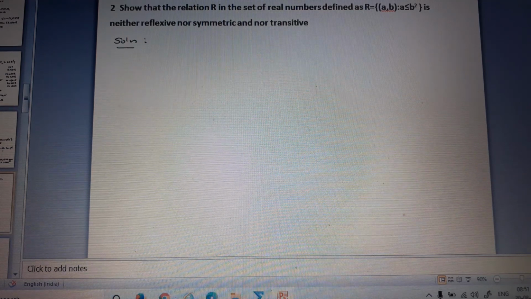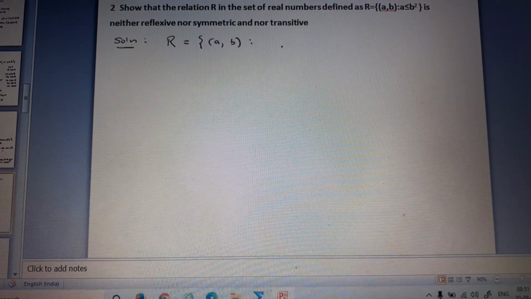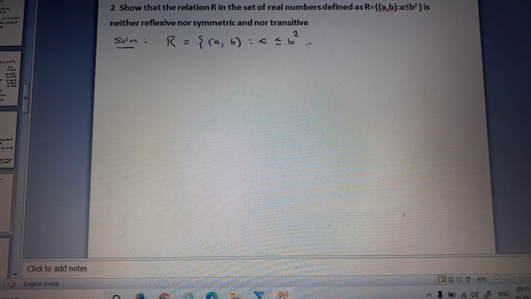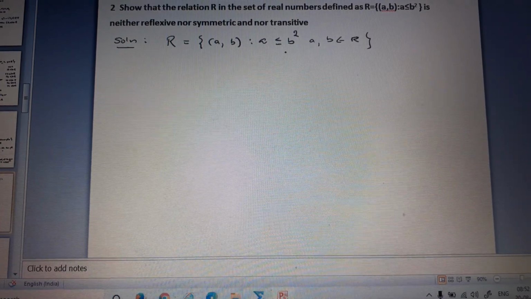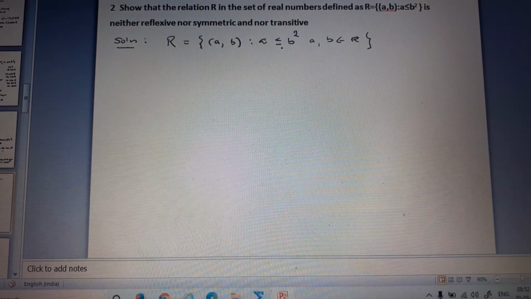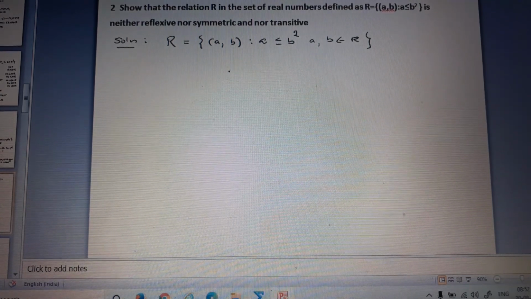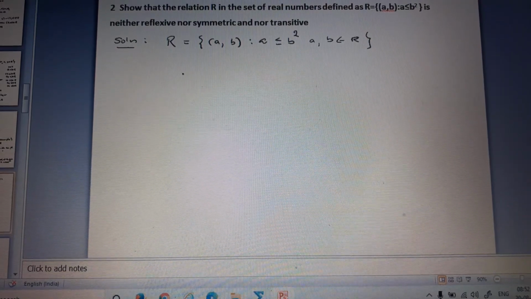So let us write the relation R equal to the set of elements (a, b) such that a is less than or equal to b square. Of course, the condition is the relation R in the set of real numbers, so you can write here a, b belonging to R. To show that it is reflexive, we have to show that for every x, (x, x) must be there. To show that it is not reflexive, it is sufficient if we just produce one element which violates reflexivity.